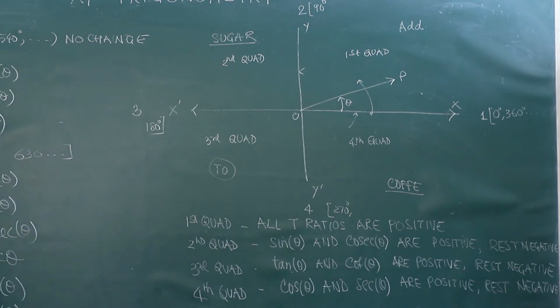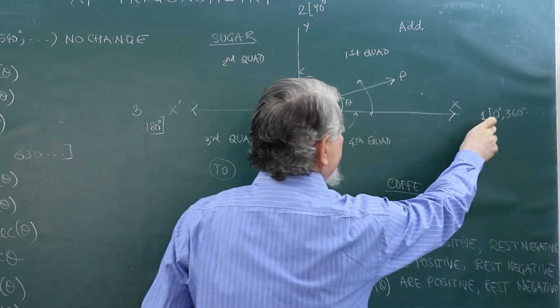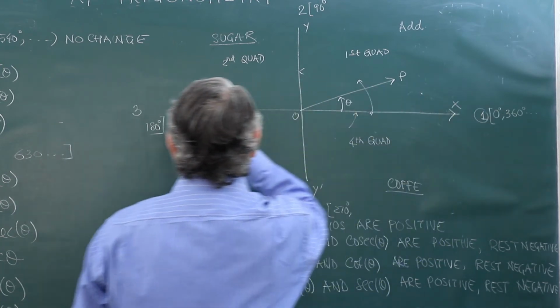Another thing is that along the x-axis, I have named this as line 1 and line 3.